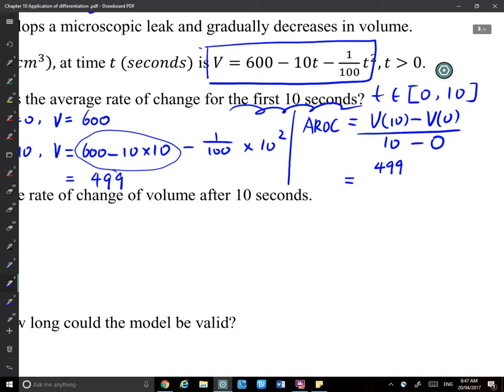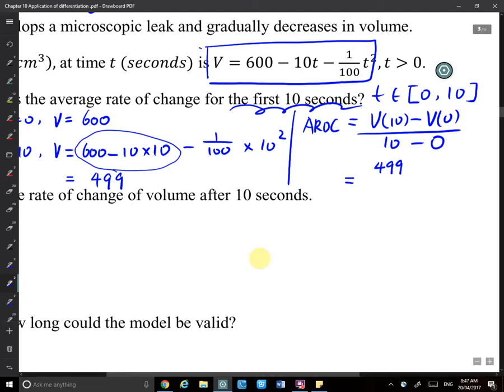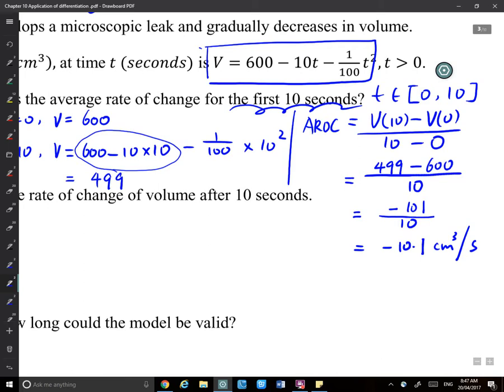You can't do V0 minus V10. You might get the same answer in the end, but try to write in the correct order. So it's the last value subtract the beginning value, divide by 10. That is negative 101 over 10, which gives you negative 10.1. The unit will be centimeter cube per second.